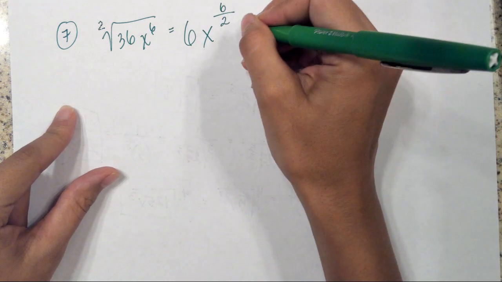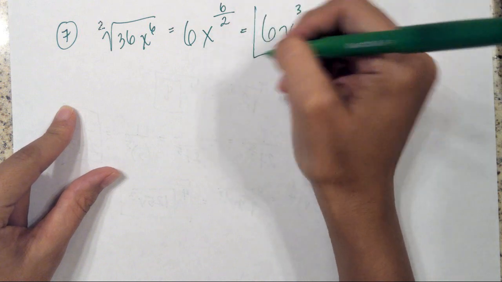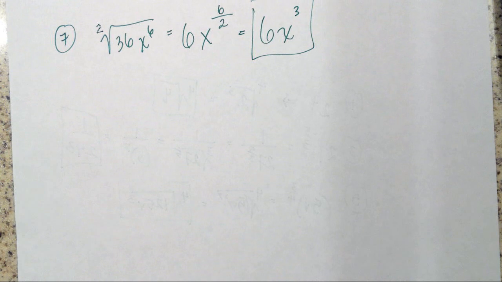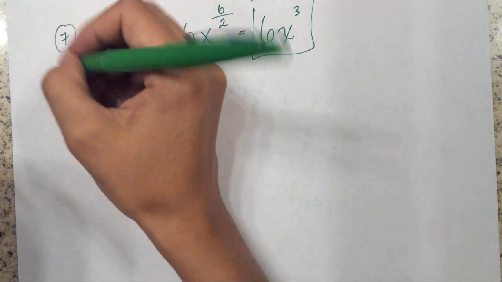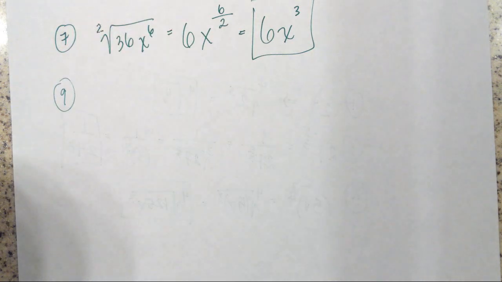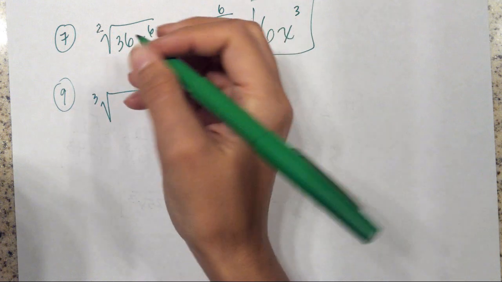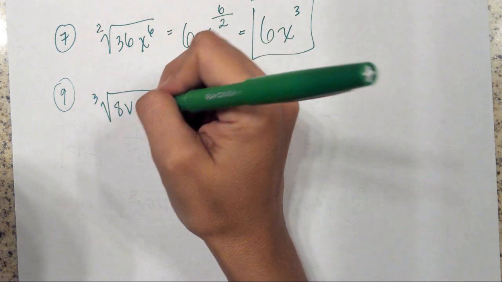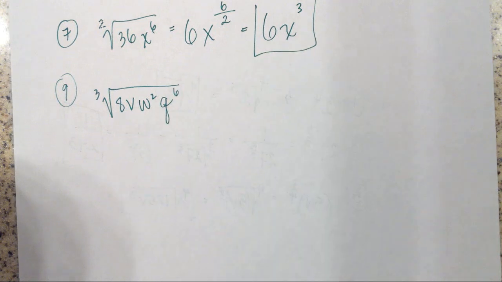And then I'm going to see if I can simplify. So 6 divided by 2 is 3. So your answer is 6x cubed. Alright, so we're now going to skip to number 9. So number 9 says I have the cube root of 8VW squared q to the 6th power.